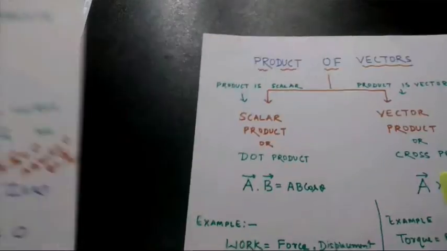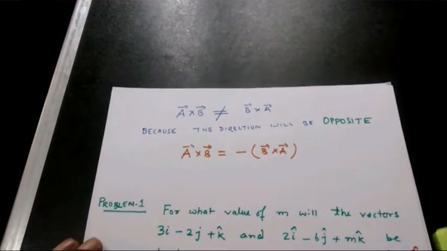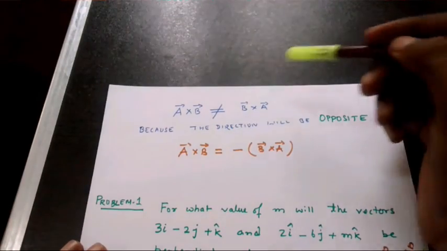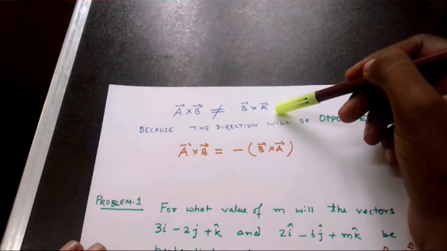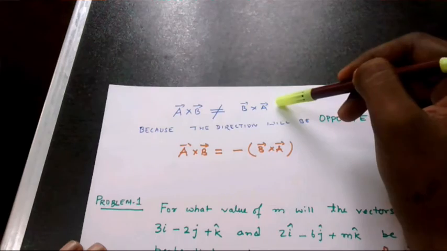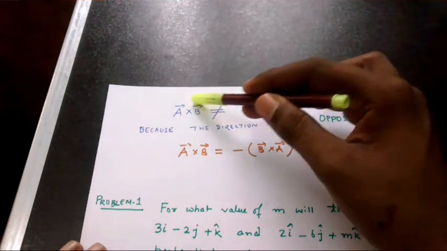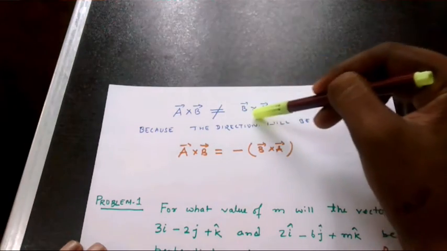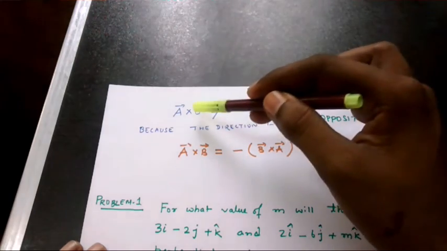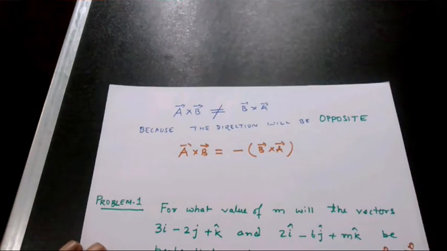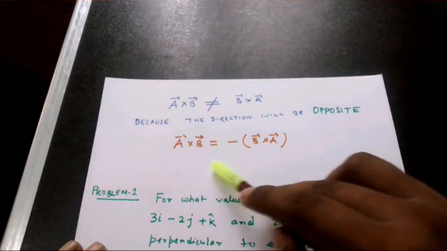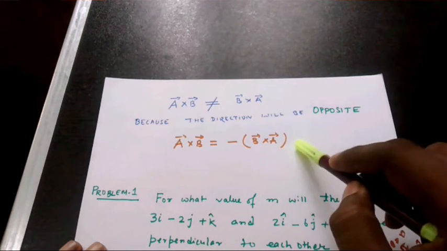Next thing, A cross B cannot be equal to B cross A, because A cross B has a direction, but B cross A will have a direction opposite to A cross B. So it can be written like this: A cross B is equal to minus B cross A.